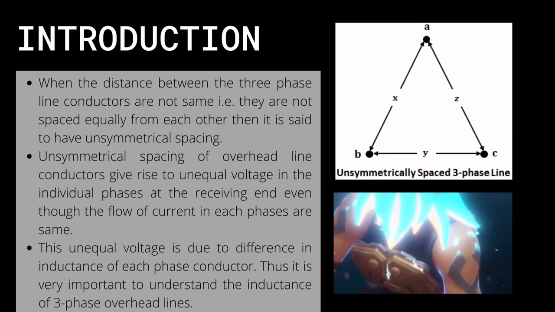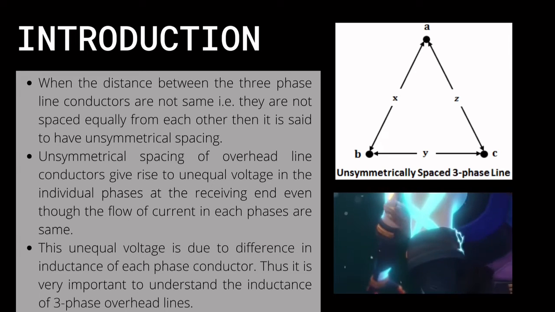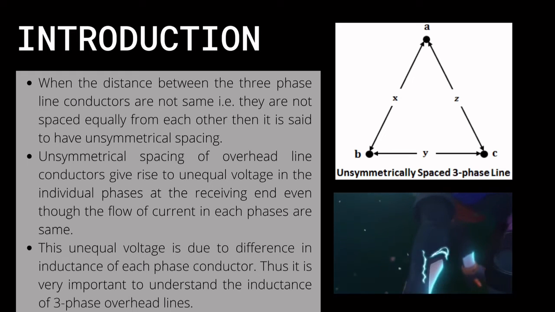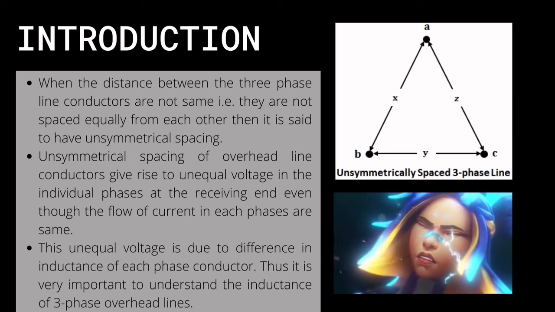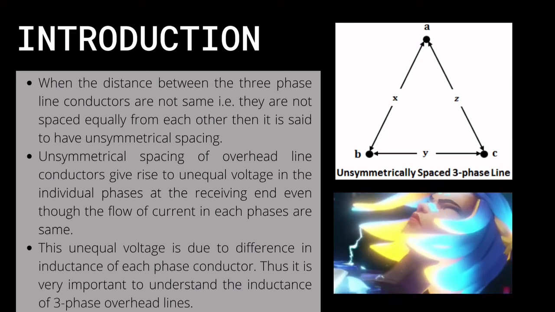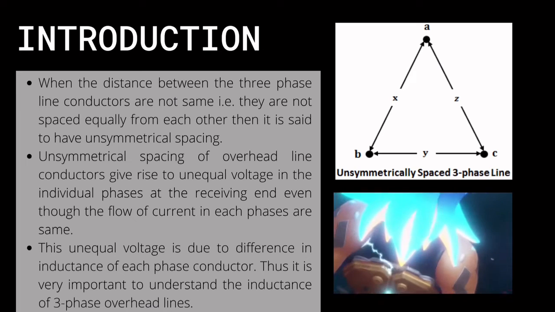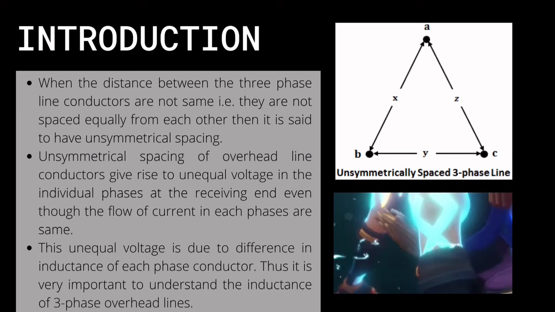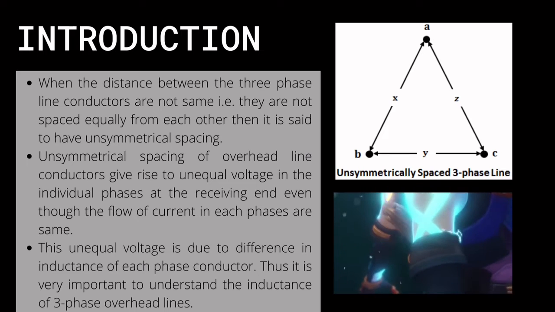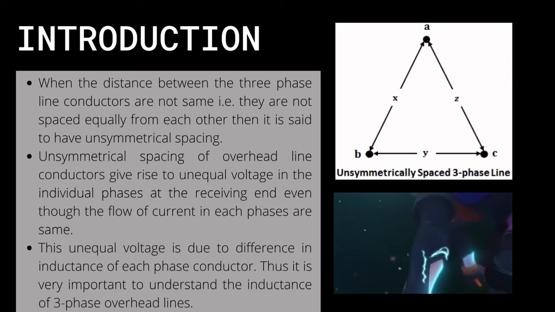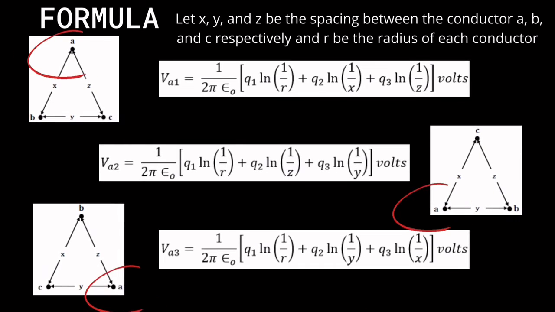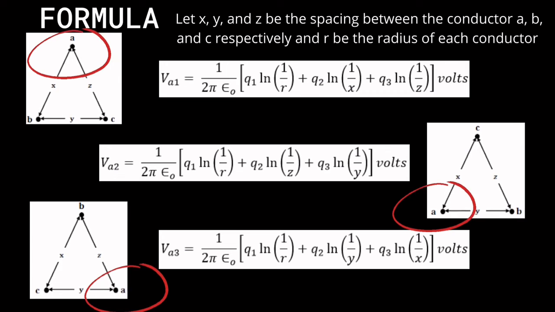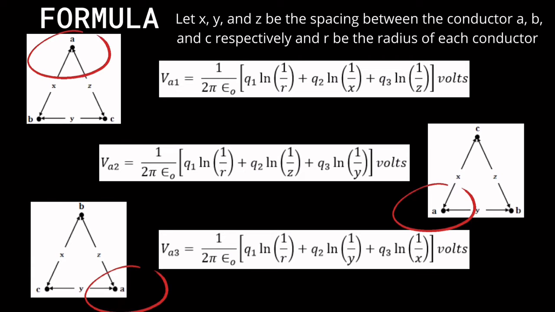Unsymmetrical spacing of overhead line conductors gives rise to unequal voltage in the individual phases at the receiving end, even though the flow of current in each phase is the same. This unequal voltage is due to difference in inductance of each phase conductor. Thus, it is very important to understand the inductance of three-phase overhead lines. The effect of unsymmetry between the lines is small, and the calculations are carried out by considering transposition of lines.